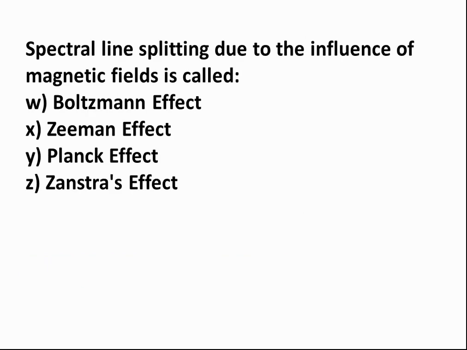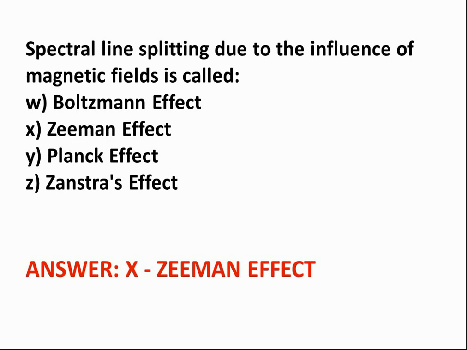Spectral line splitting due to the influence of magnetic fields is called W. Boltzmann effect, X. Zeeman effect, Y. Planck effect, Z. Zannström effect? Answer: X. Zeeman effect.